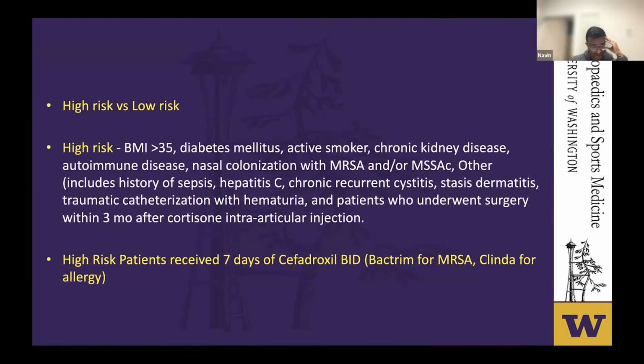So how do they define high risk? This is a busy slide because it was a very broad characterization. It included risk factors such as BMI over 35, diabetes, or any autoimmune disorder. So ultimately, high-risk patients received 7 days of cefpodoxime, or Bactrim for MRSA, or clindamycin if they had an allergy.